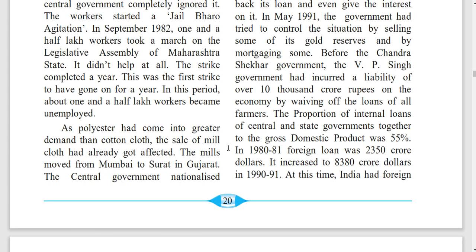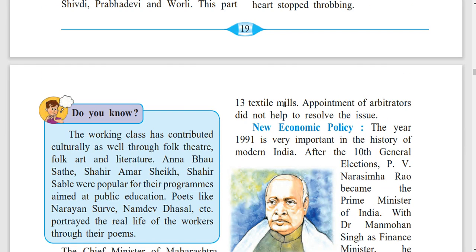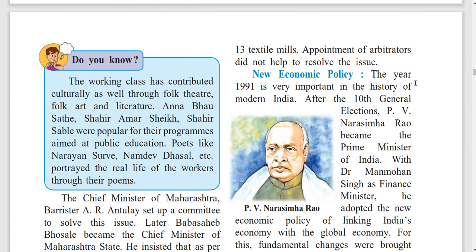The central government nationalized 13 textile mills. The appointment of arbitrators did not help to resolve the issue.